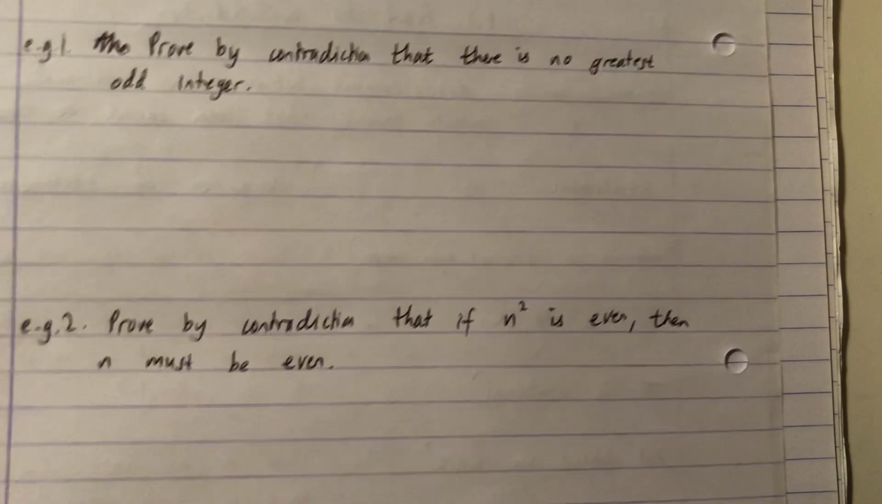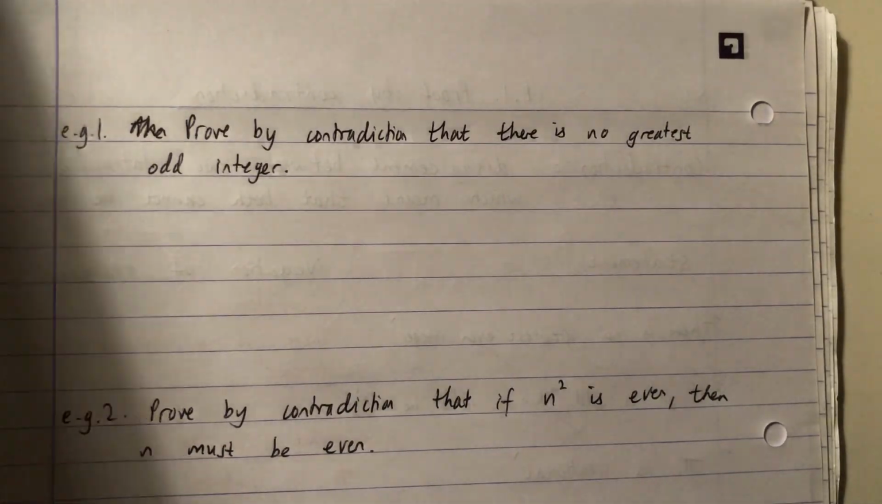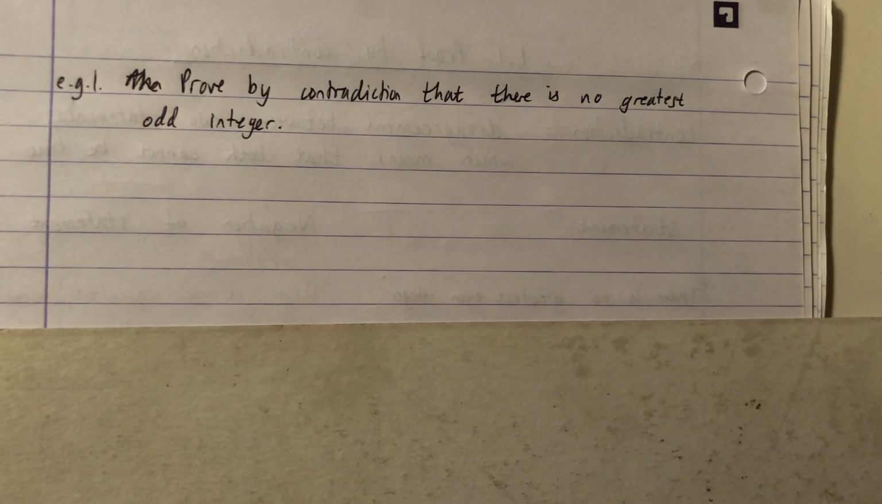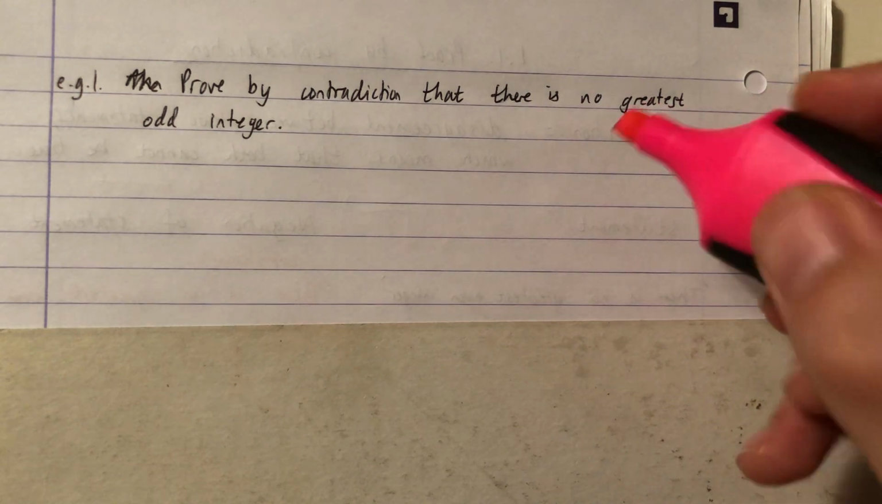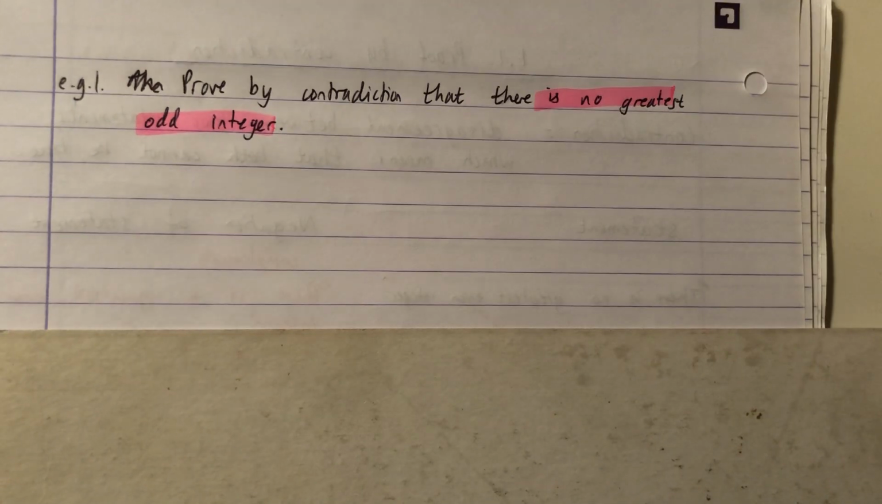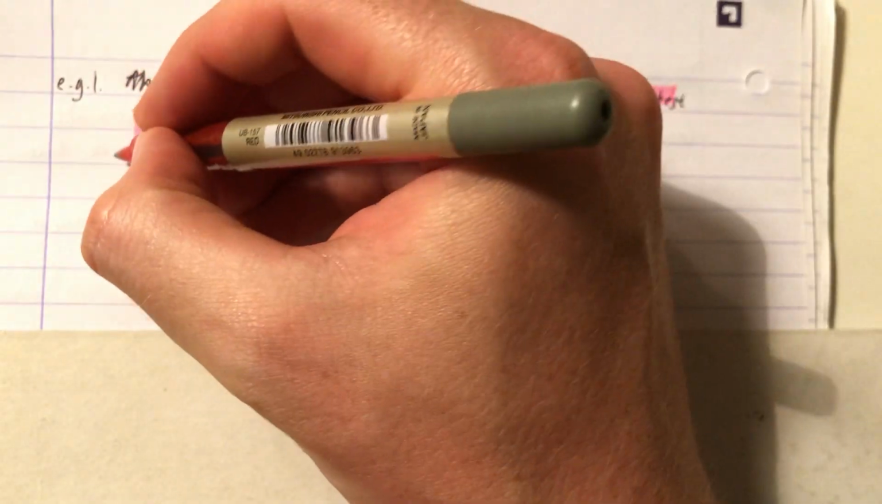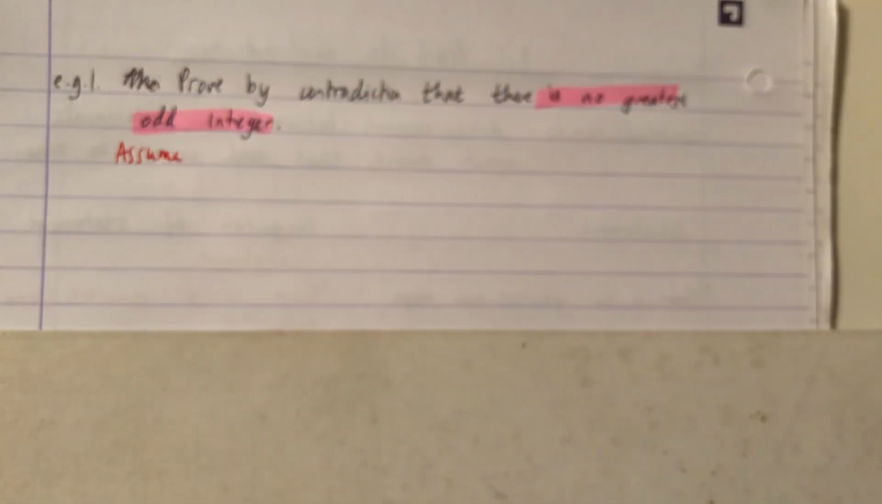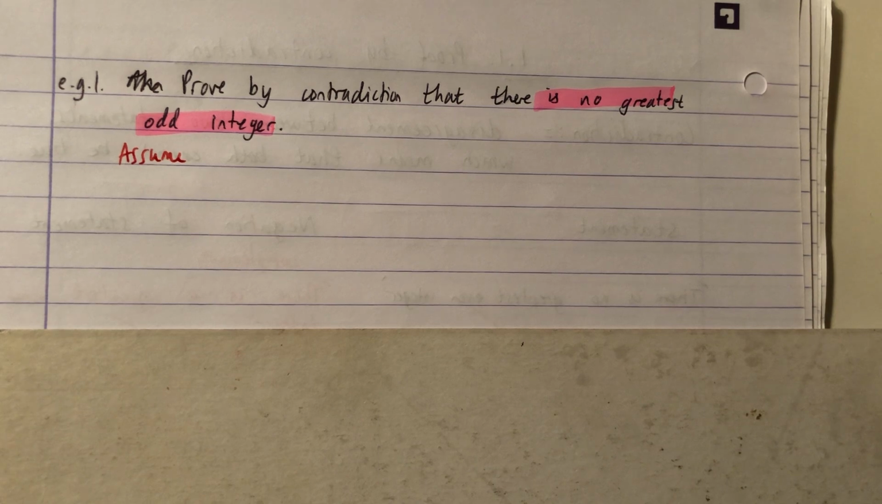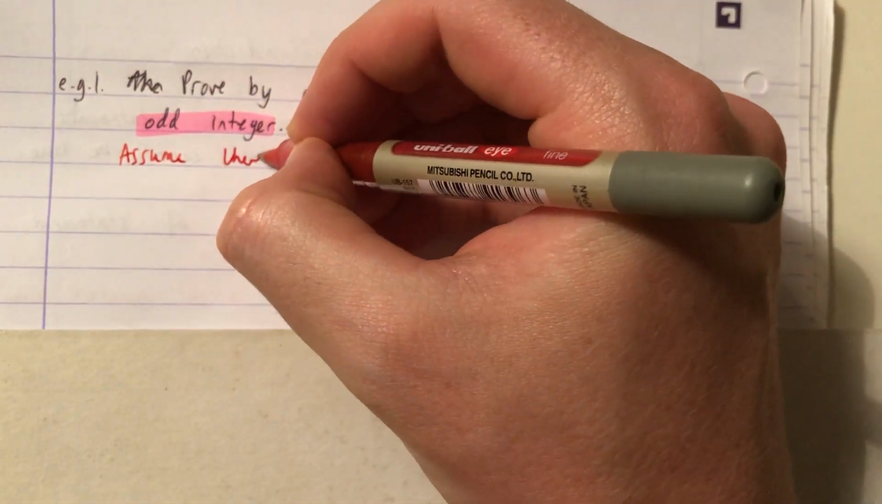Sorry this video is going to be so long. So let's prove there is no greatest odd integer by contradiction. Right, so they're making a pretty big claim. No greatest odd integer. And the first thing I've got to do is write down the negation of the statement, and I assume it is true. The negation of no greatest odd integer means there is a greatest odd integer. So assume there is.